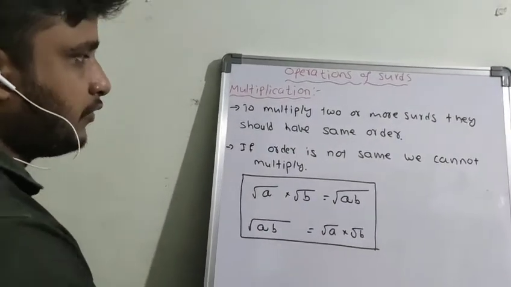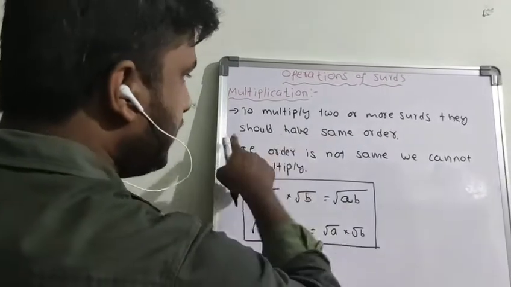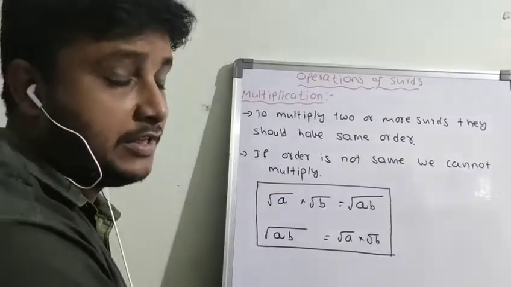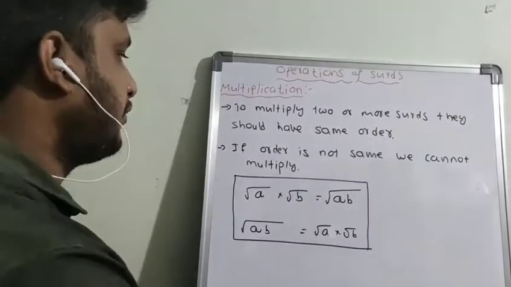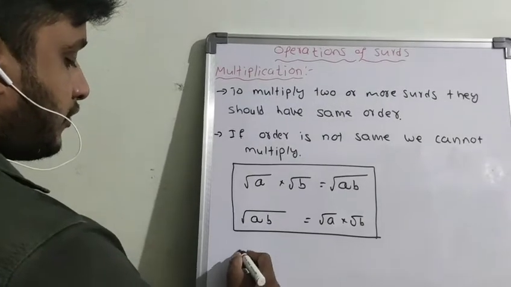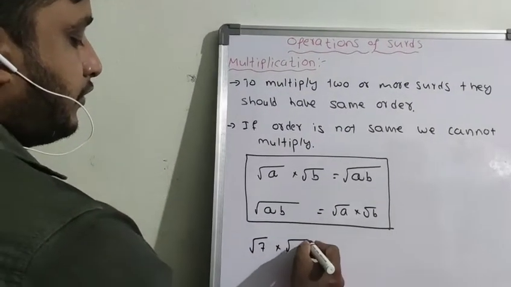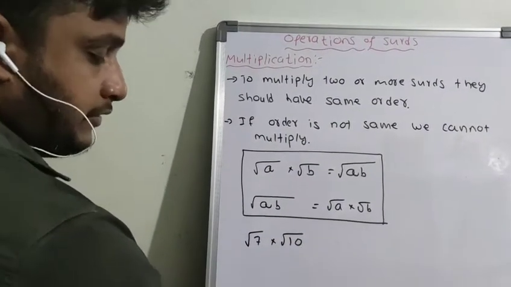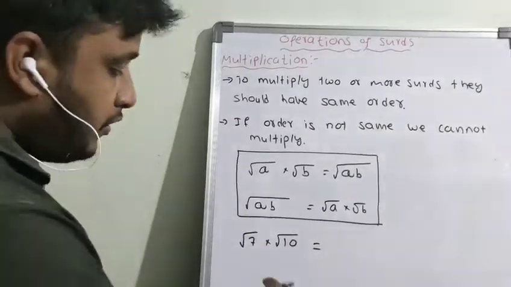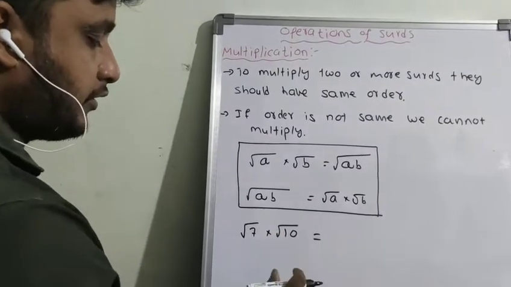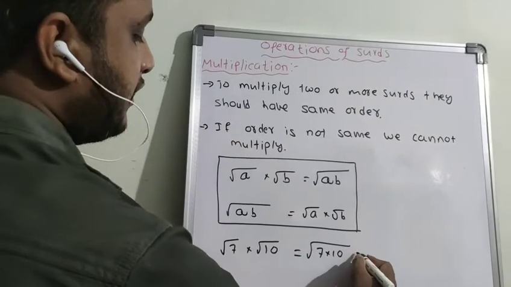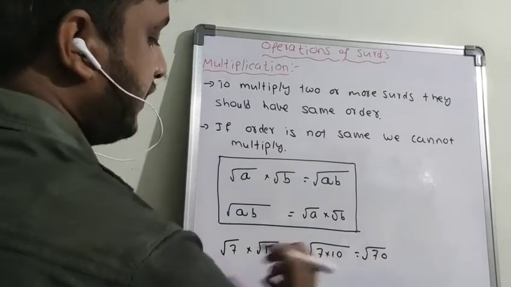By using this formula, to multiply two or more sets, they should have the same order. They may or may not be similar sets, whatever the sets may be, but the order should be the same. Say for example, root 7 into root 10 is there. We can multiply. Before multiplying, you have to check whether the orders are the same or not. Root 7, root 10, yes. So now you can multiply: root 7 into root 10 is equal to root 70.